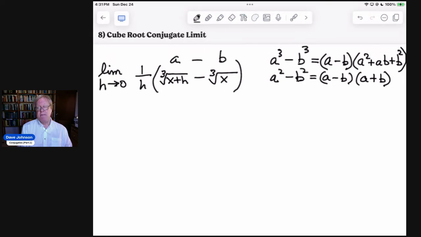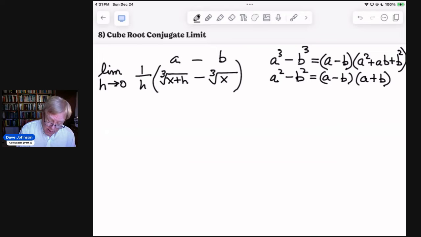And the reason I make a fuss about this is I've been teaching calculus for a long time. And whenever students run into this problem, they don't know what to do, partly because they don't remember their difference of cubes, but also they assume that the square root conjugate method will work, and it doesn't work. So I have to remind them that this isn't going to work.